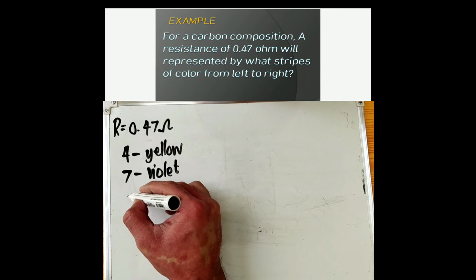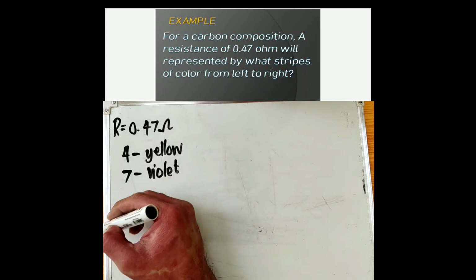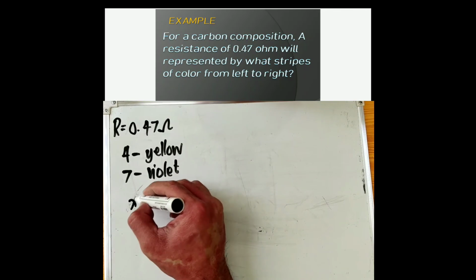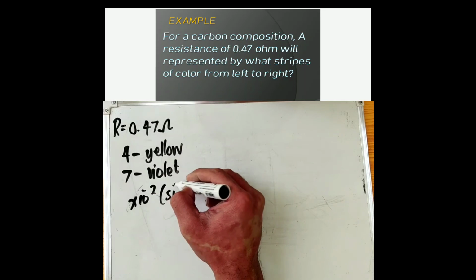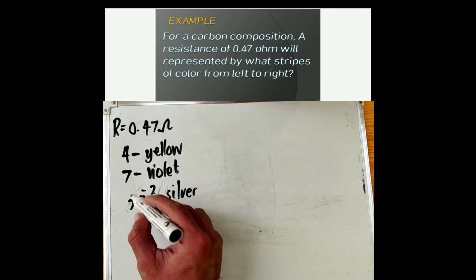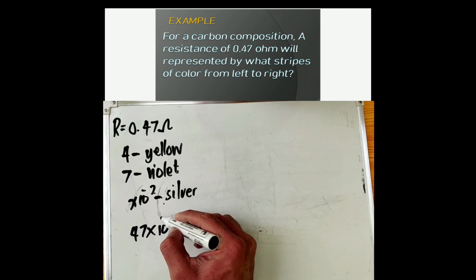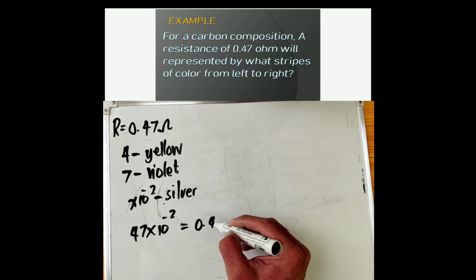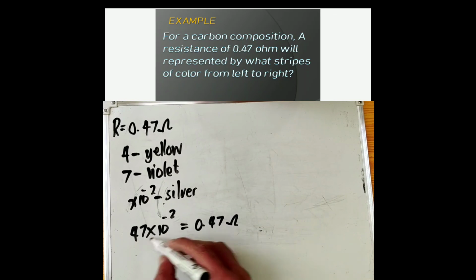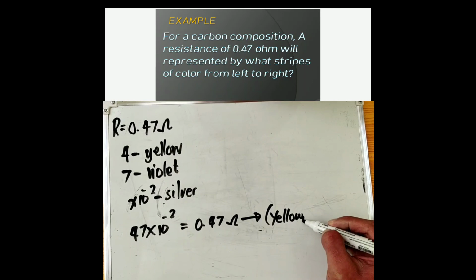And then silver has a multiplier of times 10 to the negative 2. So in this case, 47 times 10 to the negative 2 is equal to 0.47 ohms. Therefore, the color coding of this resistor is yellow, violet, silver.